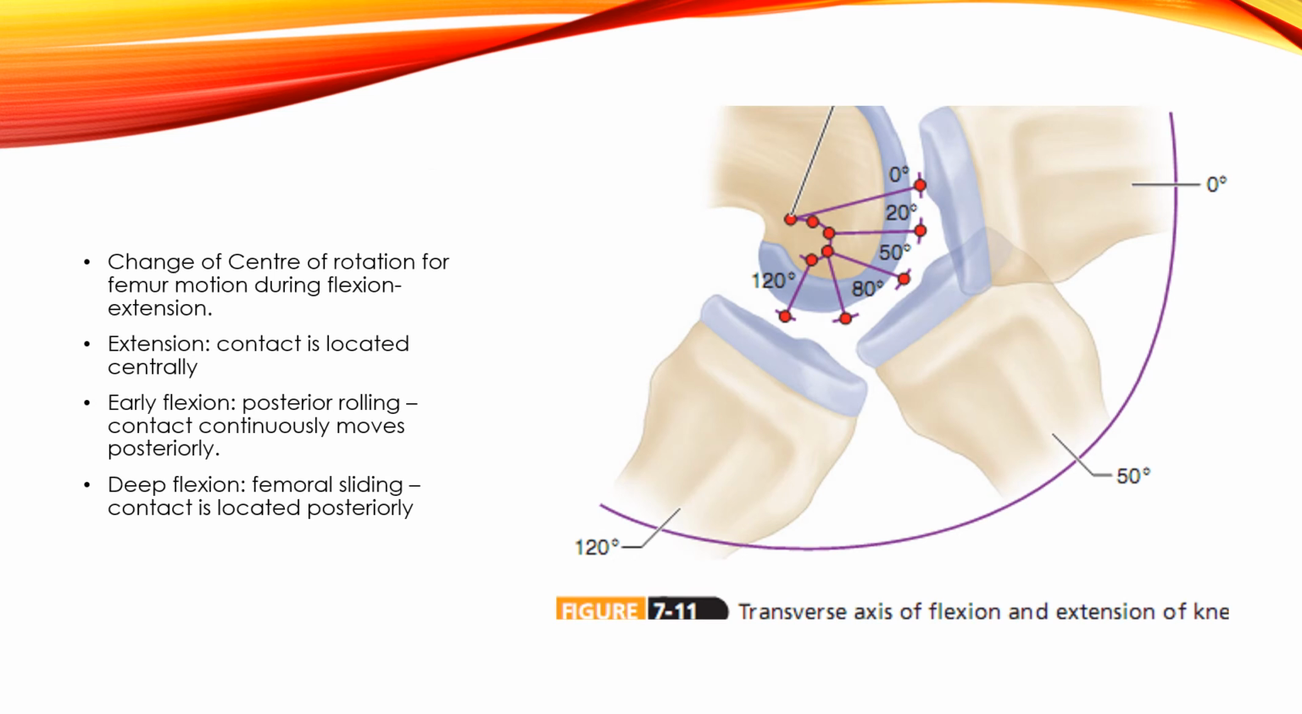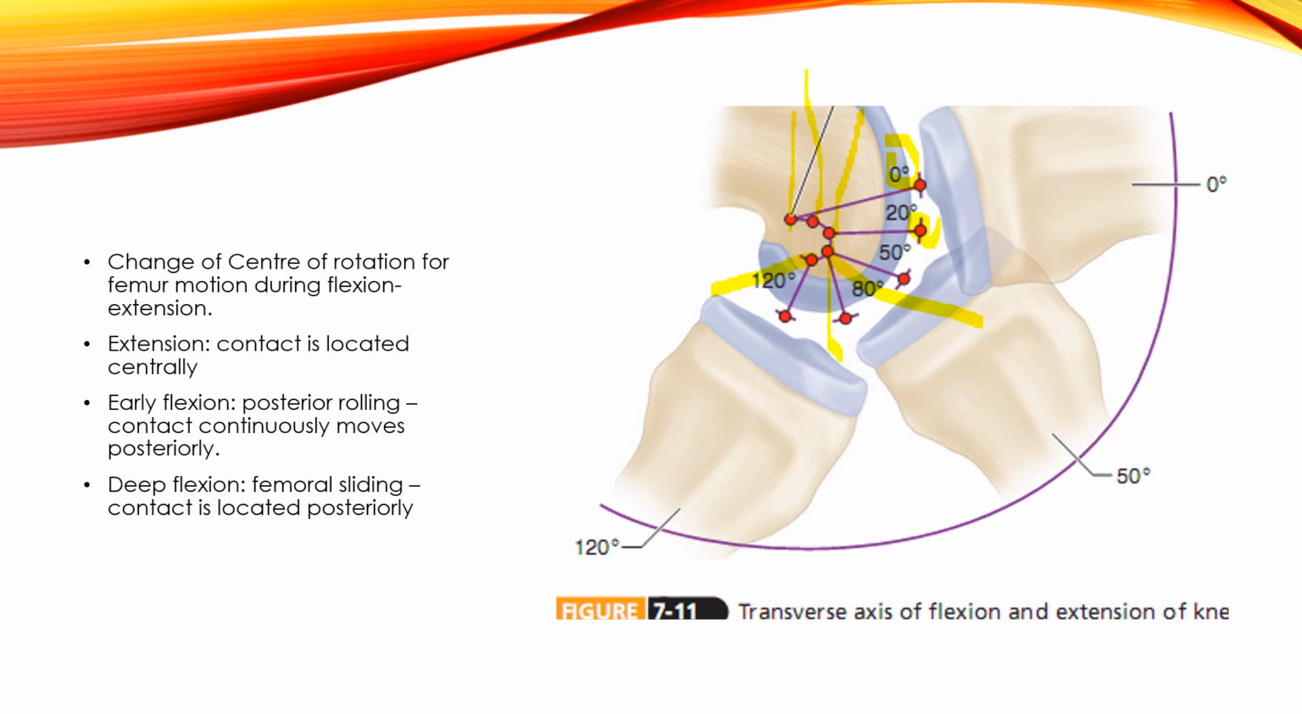Now here you can see, if I start with a point, this is your center of rotation when your knee is at 0 degrees, full extension. As soon as the knee comes to 20 degrees, you can see there is a shift of the center of rotation. It comes to around 50 degrees, again you can see the change in the center of rotation. At 50 to 80 degrees, you can see change here, and 80 to 120 degrees, you can see change here.